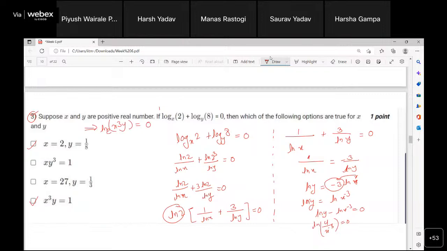Now this is e, right? So e to the power 0, that is 1. So x cube by y, e to the power 0, that is 1. So this is the correct answer. And just try to put when x equals to 2, my y will be 1 by 8. So this is the correct option. This is also the correct option. Any doubt in this part?